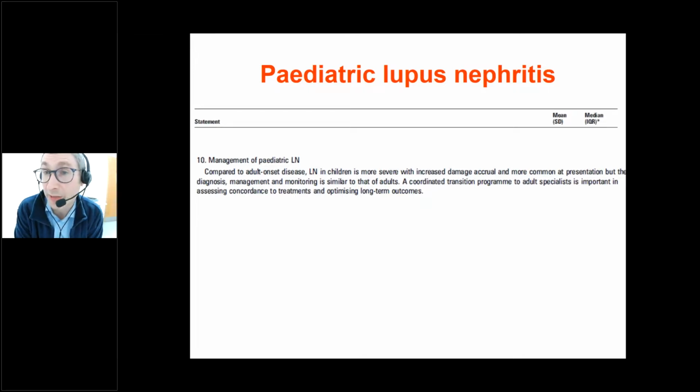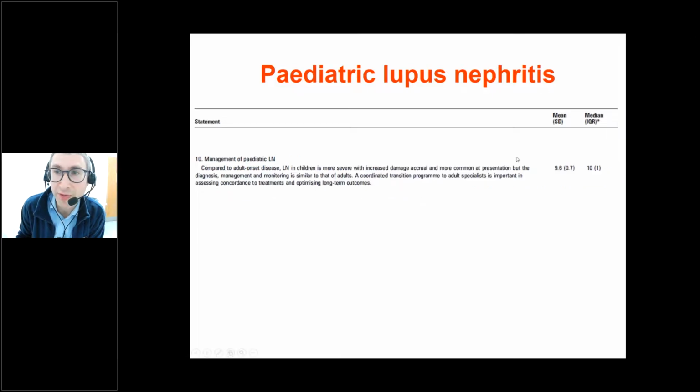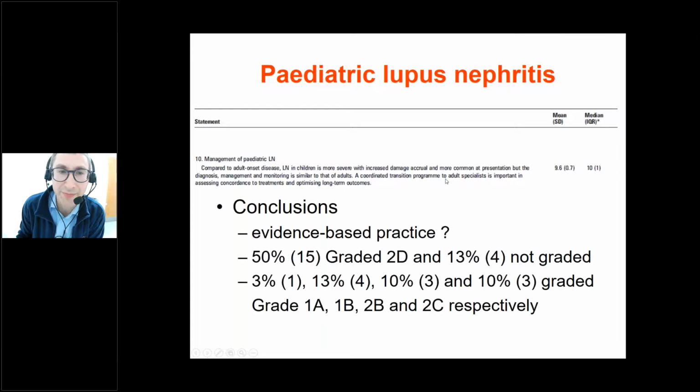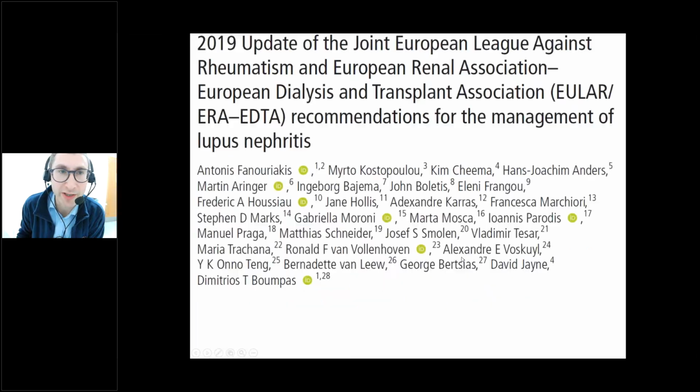And of course, we need to think about a transition program to adult specialists. And we had almost consensus, with 9.6 out of 10 being the mean score and the median of 10. But when we look at the evidence, the answer now that you can see here is it was 60%, that the 2D grading was 50% and there was 13% that were non-graded. So there's a lot more work to do within the field of pediatric lupus nephritis.